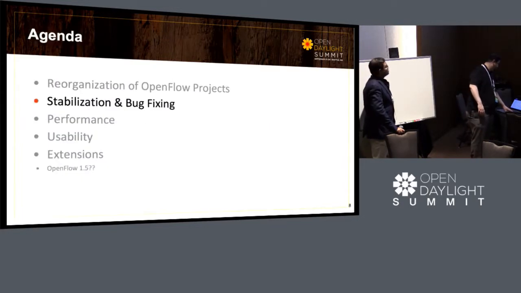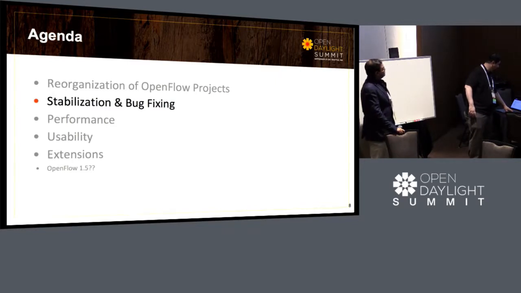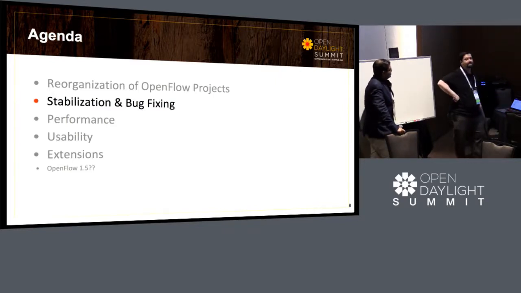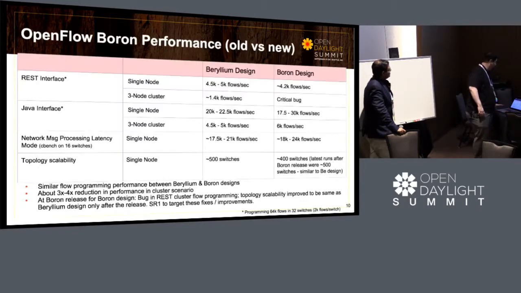So that was the plan. The second item we had was stabilization and bug fixing. And yeah, there's nothing much to say. Just continue to fix the bugs during the Carbon release. So back to performance.